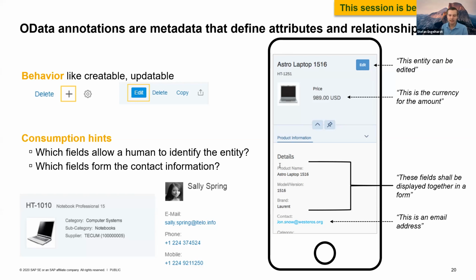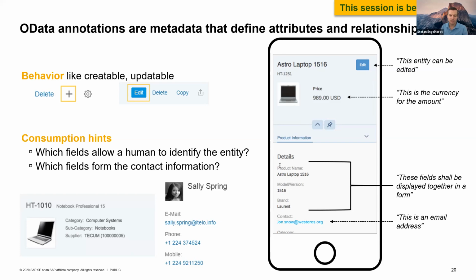Like the details form group. So basically the app developer told us, okay, we want to have a form group as first section in the page, and this should be the title. So it should be details. And the first thing should be the product name, the second, the model version, the third one, the brand, and so on. And we then take care of which form control to use, which label, which input field or which text field, to, for example, show a link for an email address.